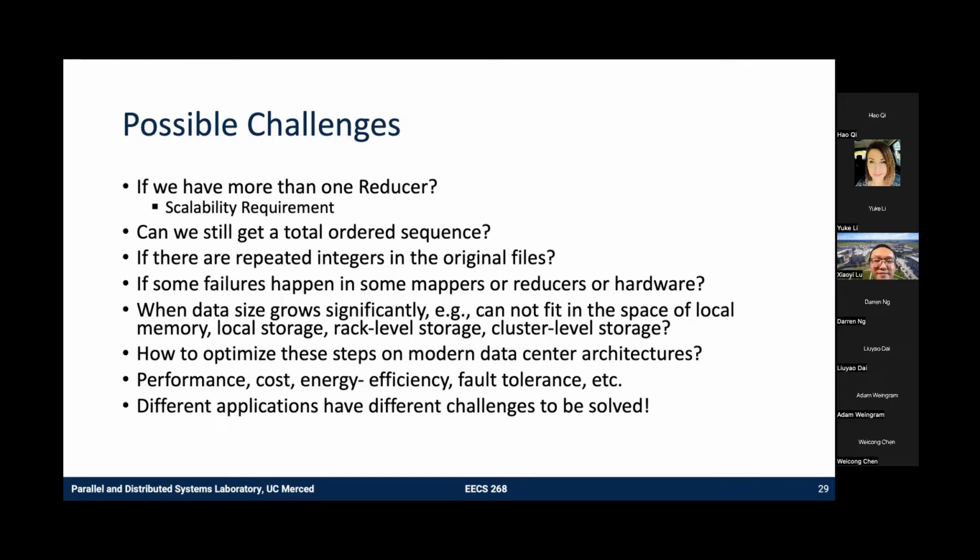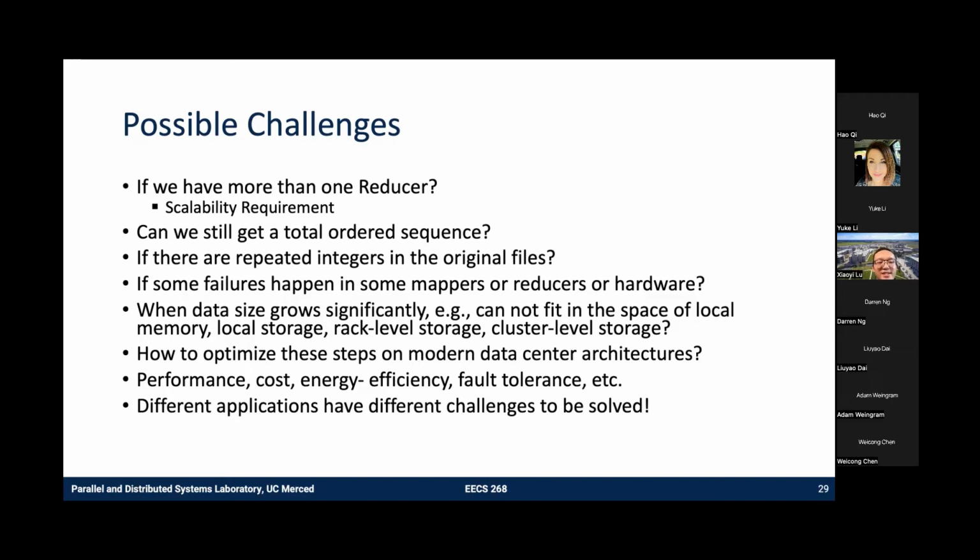So how to solve it, right? And also if there are repeated integers in the original files, how can you filter them out, or keep a consistent ordering in your final results? And if some failure happens, you know, failure happens every minute in your computer, right? Or in your data centers, then do you want to redo it again, or do you hope that the system can help you handle it automatically?